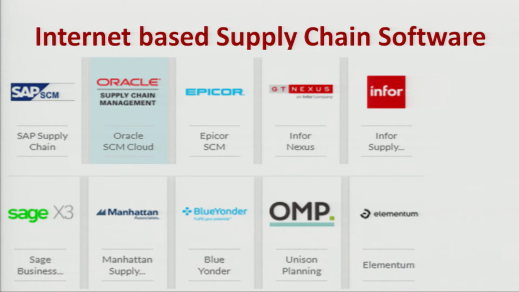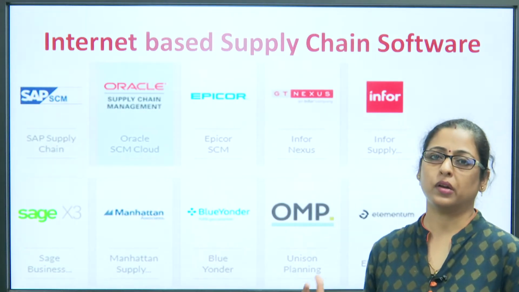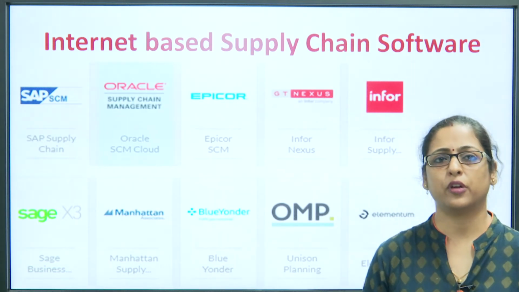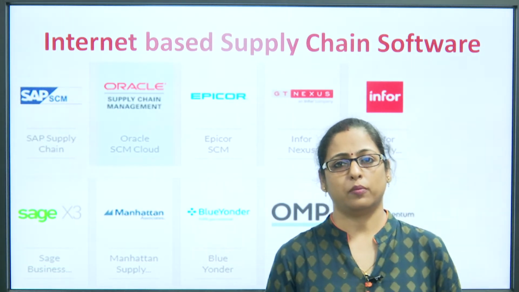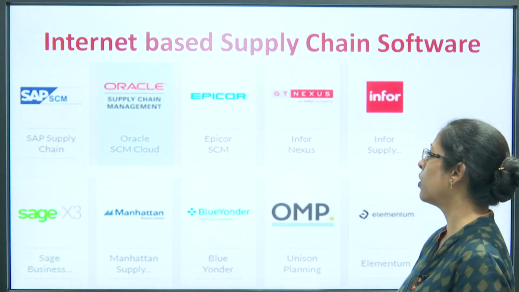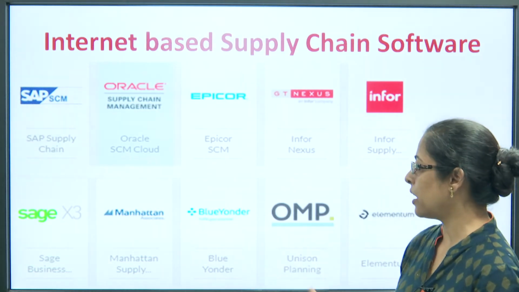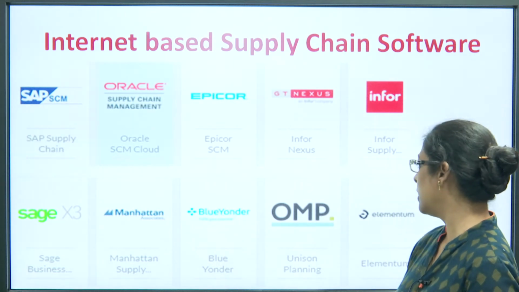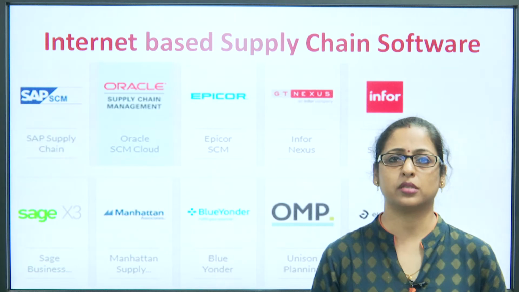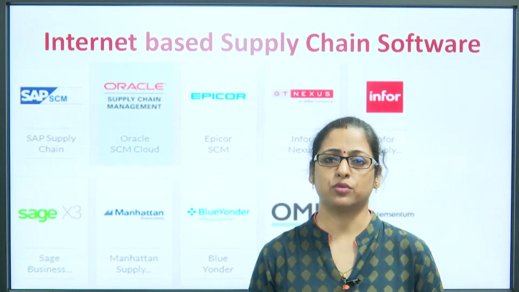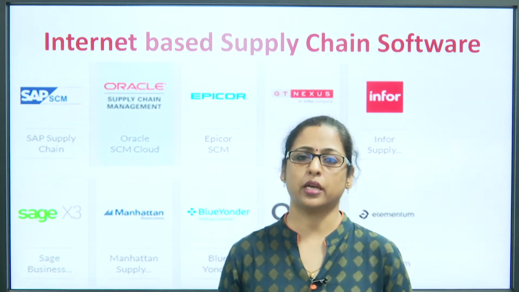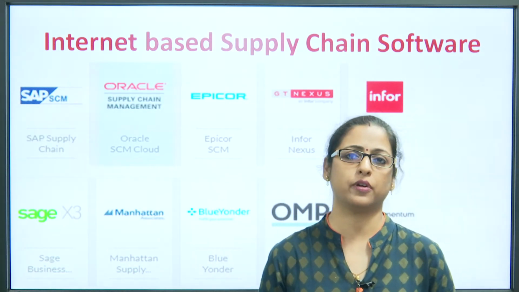Coming to the next topic, the role of IT, that is, internet based supply chain. There are various softwares available online for companies, which include SAP, Oracle, Epicor, GT Nexus, Infor, Sage, Manhattan, Blue Yonder, OMP, and Elementum. These are a few very common internet based supply chain softwares which can be used by any company, and they provide solutions to different activities.